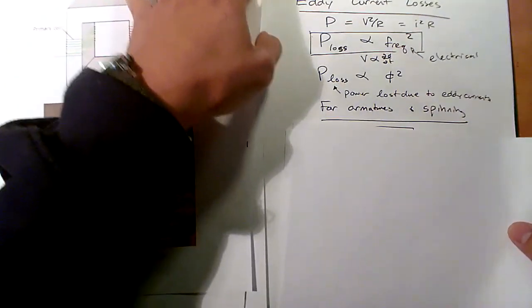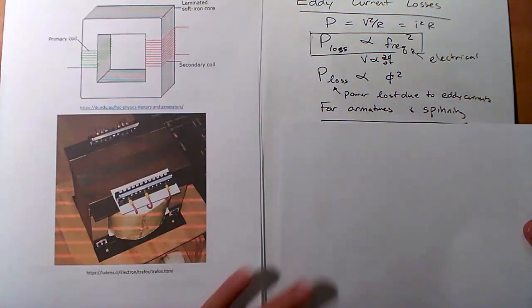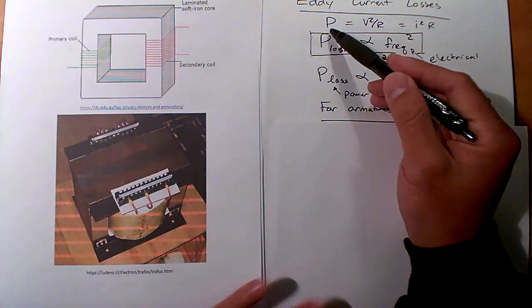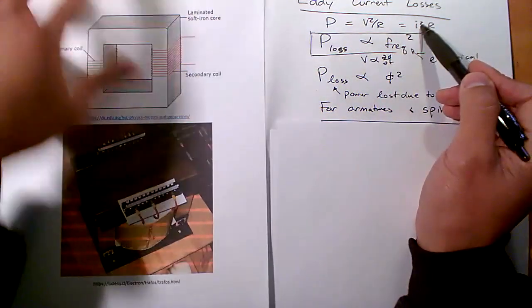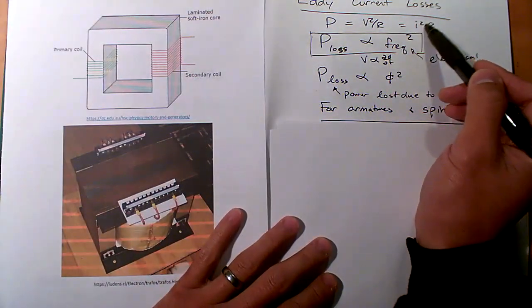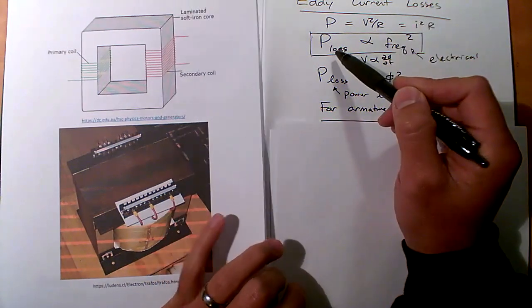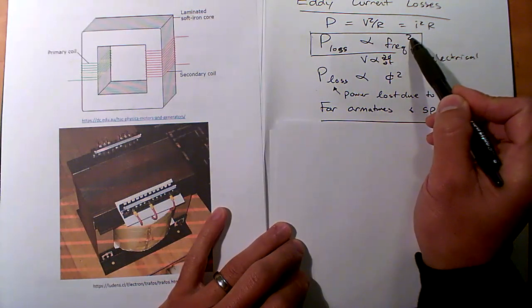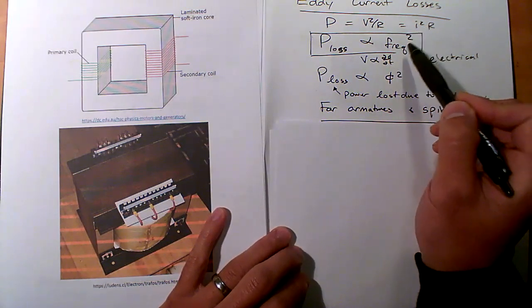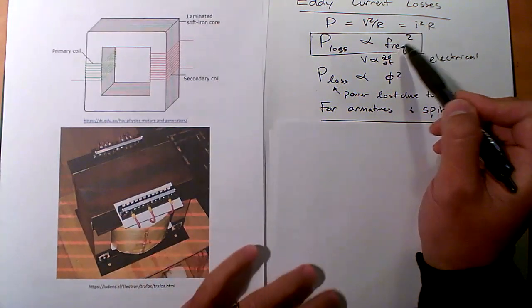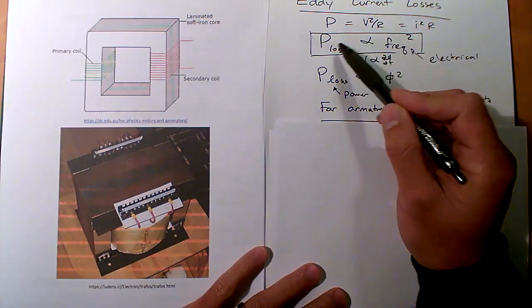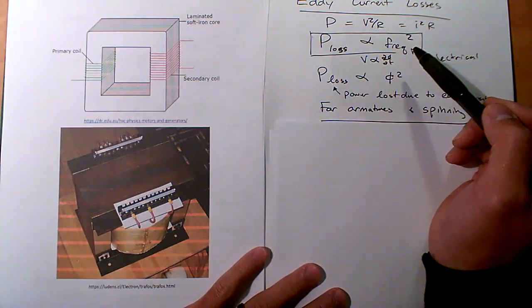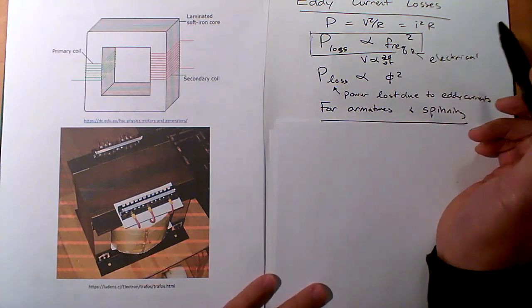Now, how do eddy currents relate to frequency? Well, remember, these eddy currents are burning off I squared R losses. That square means that your eddy current losses are proportional to the frequency squared, not just frequency. That's a big deal. That means if you double the frequency, you're quadrupling the eddy current losses. That's a big deal, okay?